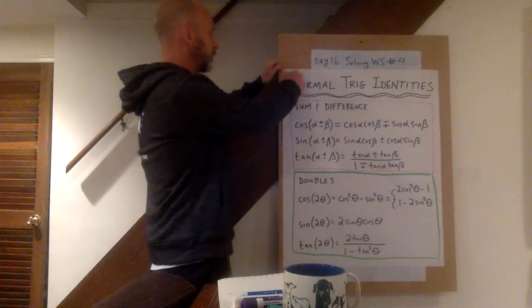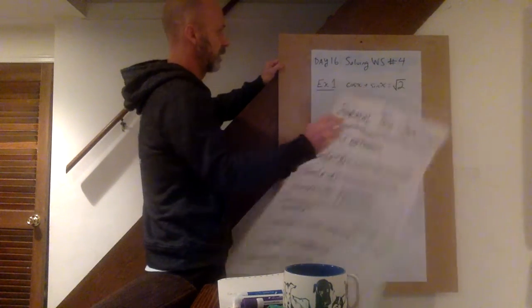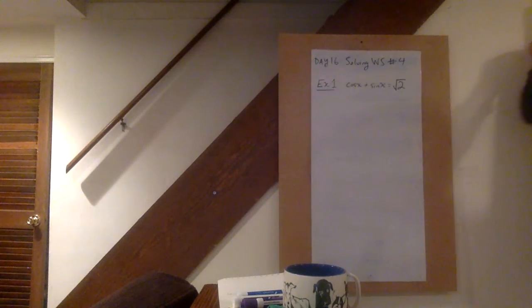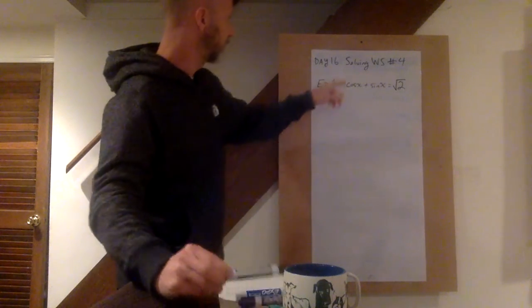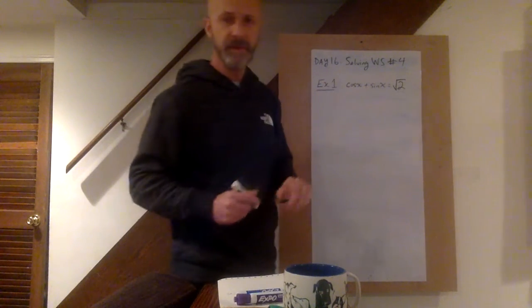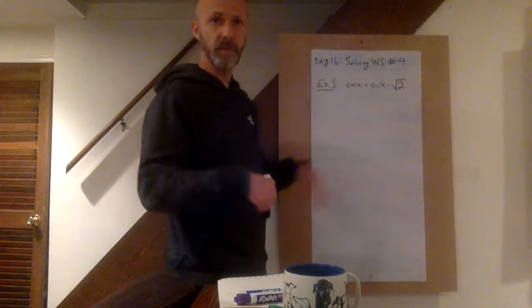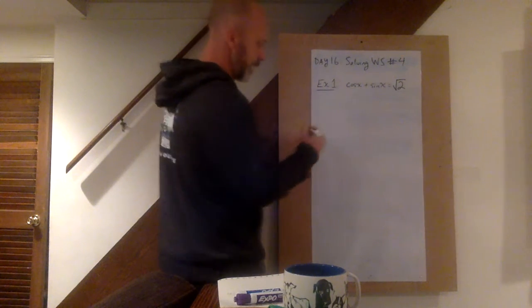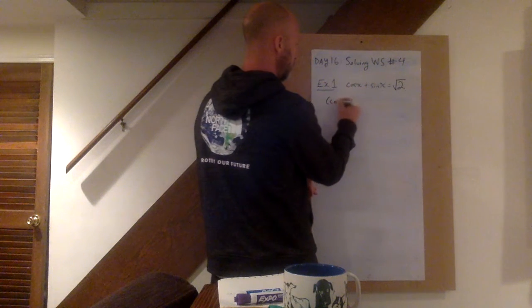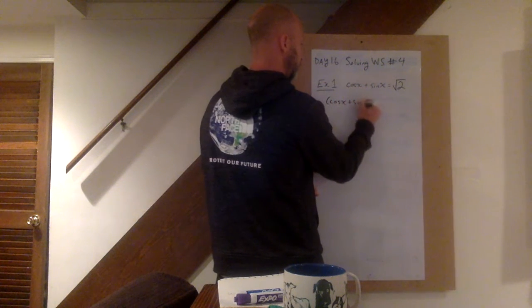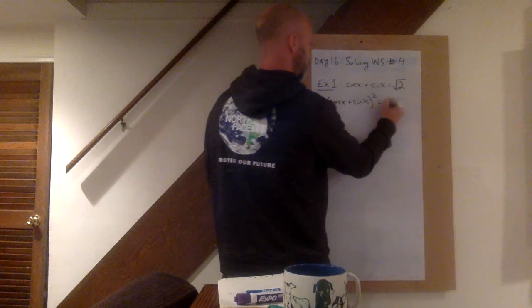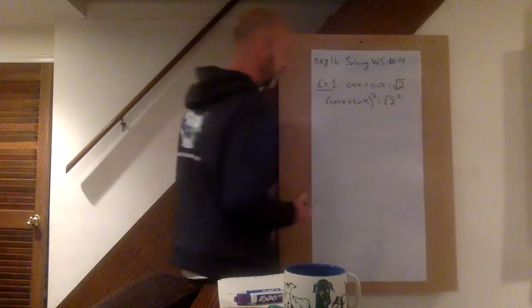So solving worksheet number 4, I was going to show you a couple examples to get it started. First, a familiar example. We've seen this one before. Cosine plus sine equals root 2. When we did it before, we isolated either the sine or cosine and then squared both sides. I just want to show you what would happen if you squared both sides right away, so that you had cosine plus sine all squared equals root 2 squared.